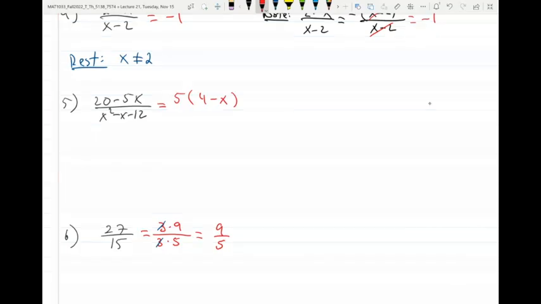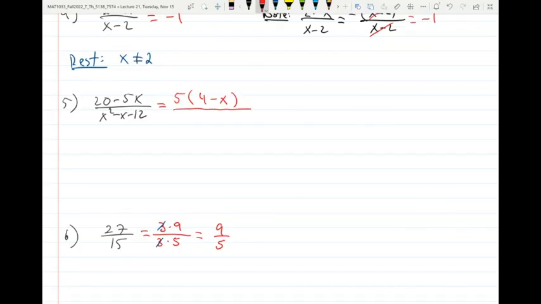The reason for that is because of what is about to happen now. So how do we factor the bottom? X plus 4. X minus 3. So what do we need? What are we looking for?